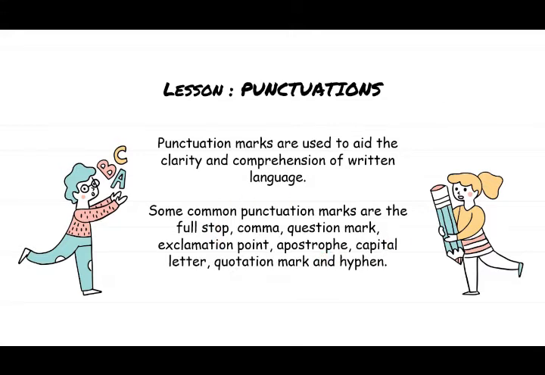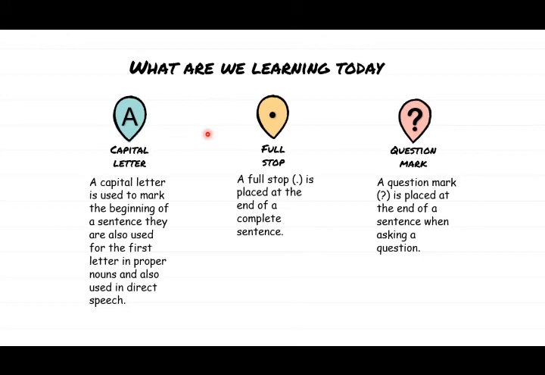Okay, moving on. Okay, for today we are going to learn 6 types of punctuation mark. There are the capital letter, full stop, question mark, and there are other 3 more. Okay, so let's now focus on these 3 first. Capital letter. Capital letter is used to mark the beginning of a sentence. They are also used for the first letter in proper nouns and also used in direct speech.